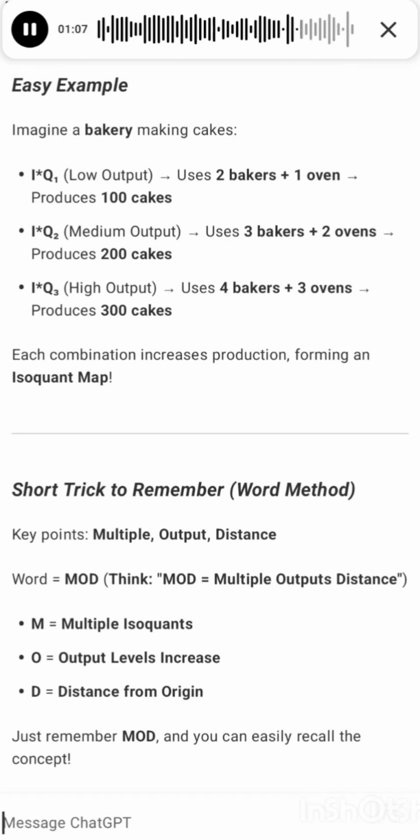Short trick to remember. Key points: multiple, output, distance. Word equals MOD. Think: M equals multiple isoquants, O equals output levels increase, D equals distance from origin. Just remember MOD, and you can easily recall the concept.